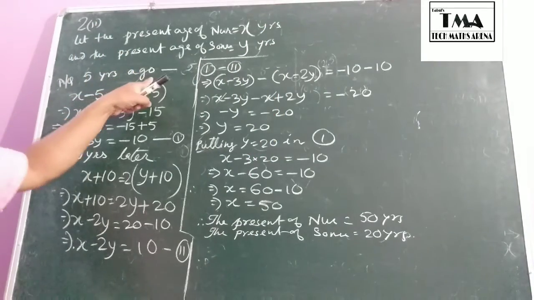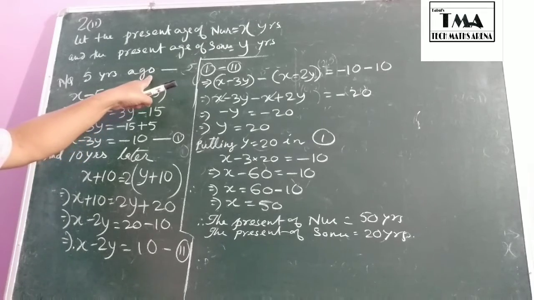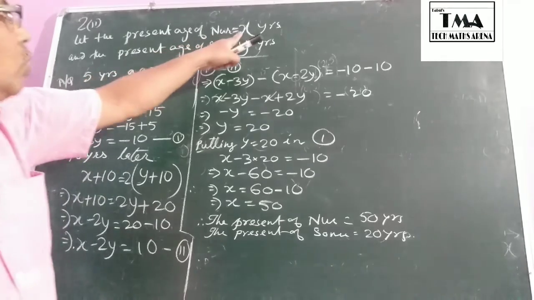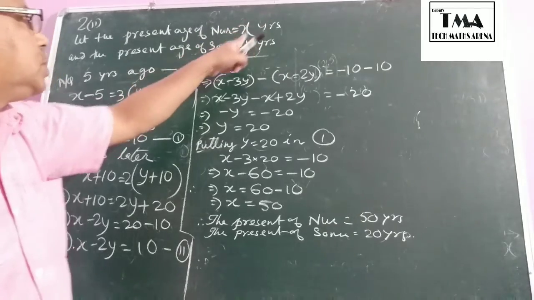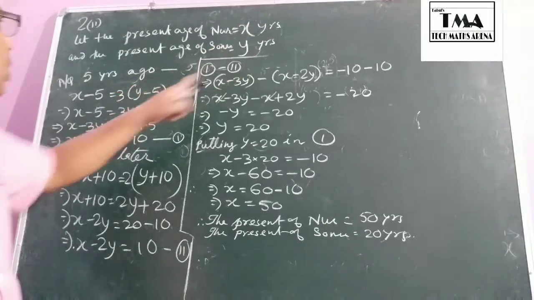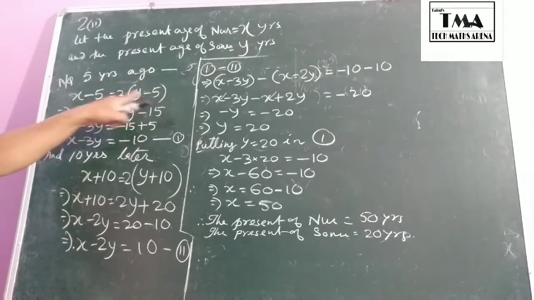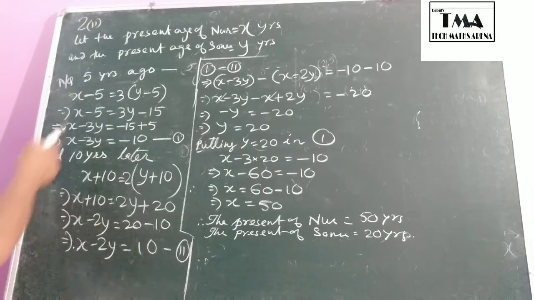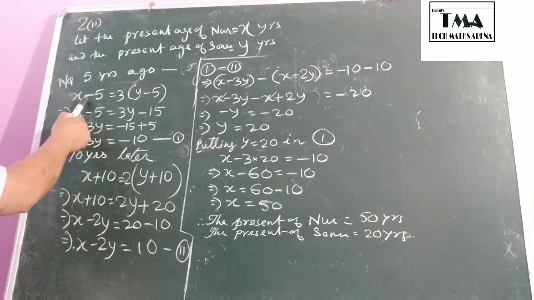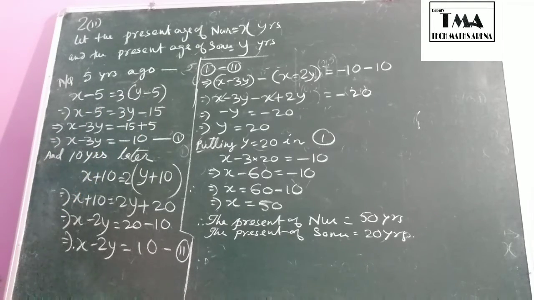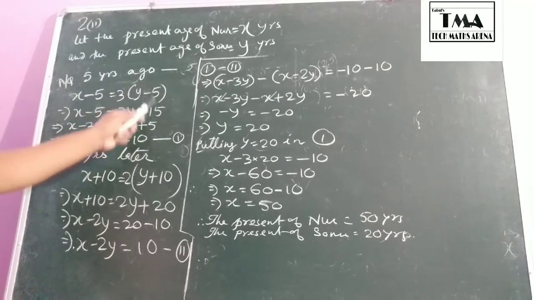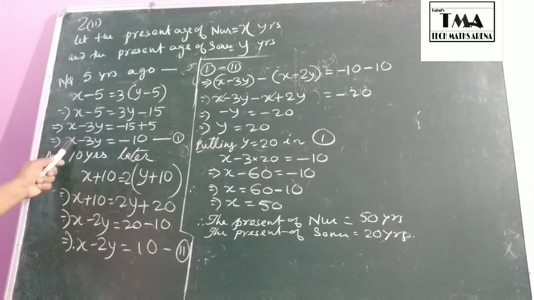Then 5 years ago, according to the question, Noor's present age is x, so 5 years ago he was x minus 5. Similarly Sonu was y minus 5. So this is x minus 5, y minus 5, and according to the question the age of Noor was 3 times. So we have to multiply this by 3 times to make them equal. So 3 into y is 3y, 3 fives are 15. So from this we get the equation x minus 3y is equal to minus 10 from the first condition.